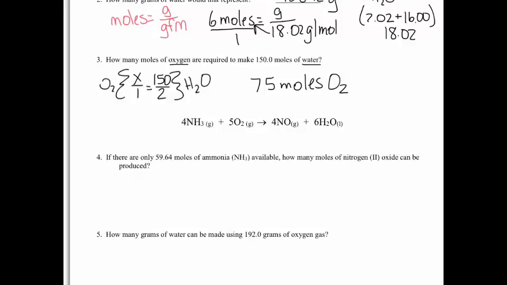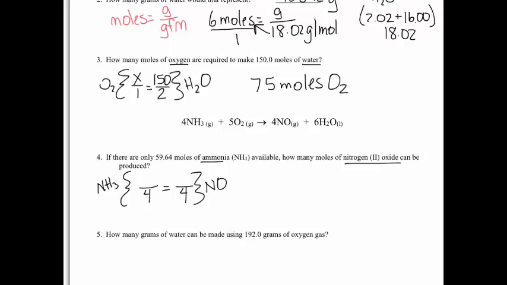So this time we're going to be dealing with the ammonia coefficient and the nitrogen oxide coefficient. So the coefficient on ammonia is 4. Coefficient on the nitrogen oxide is 4. So this side is my ammonia. This side is my NO.